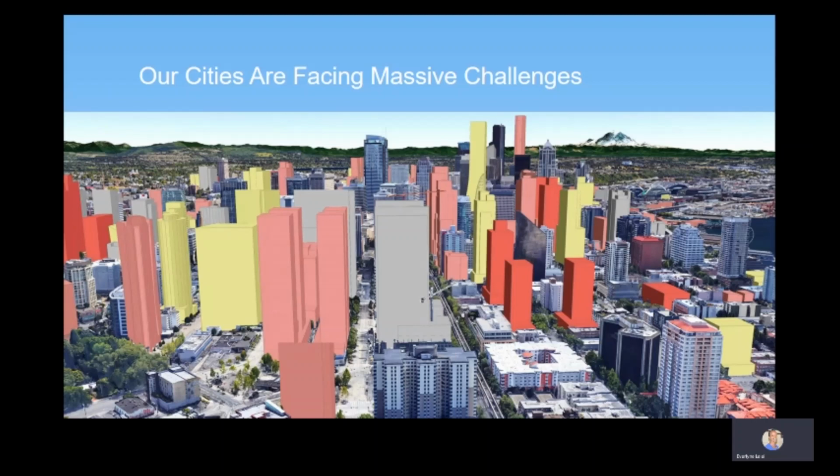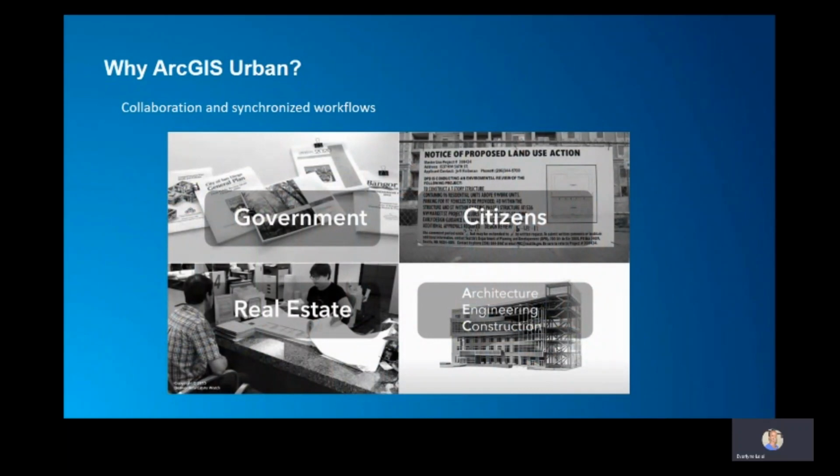So as a result of this, there's a need for a decision support system or a tool that is able to help urban planners and other stakeholders within the built environment. That's why we have ArcGIS Urban. ArcGIS Urban is meant to enhance collaboration and synchronized workflows between urban planners and the other stakeholders within the built environment. Think of the architects, the engineers, the construction managers, what is famously known as the AEC collection. Think of the real estate developers.